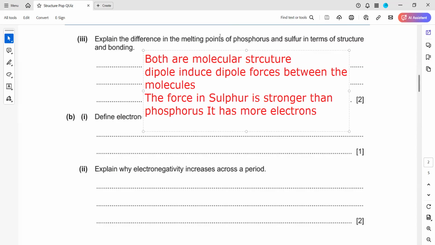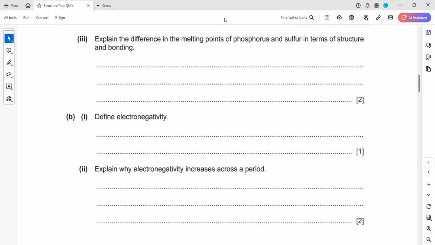Nuclear charge, you cannot mention in terms of nuclear charge. When you refer to an intermolecular force, don't use the term nuclear charge for a simple compound, so covalent compounds.